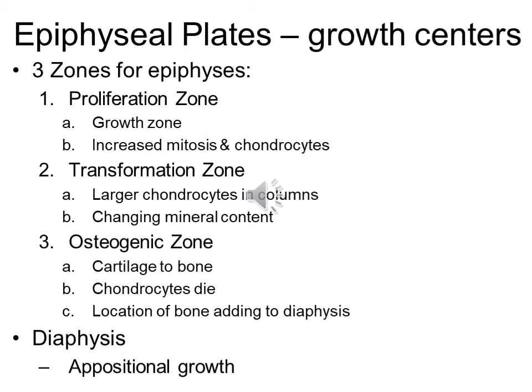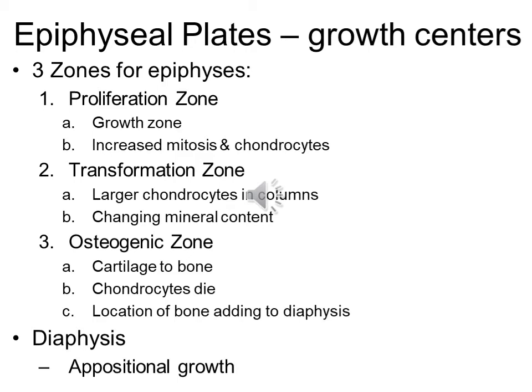So at the epiphyseal plates, we have what are known as growth centers. There's 3 zones. We have our proliferation or growth zone, where you have increased mitosis and chondrocytes. We have a transformation zone. We get larger chondrocytes and columns. This is an area of growth, and we see some changing mineral content.